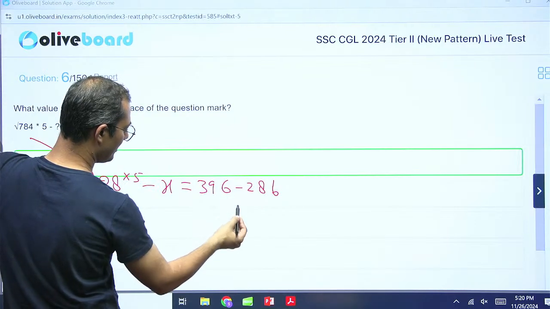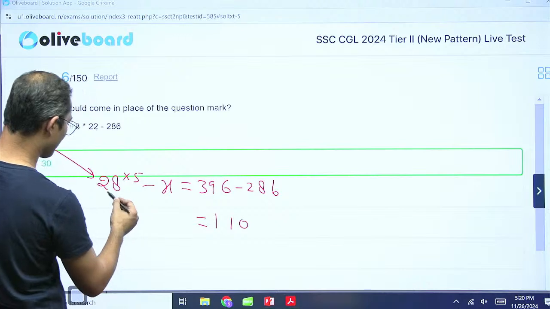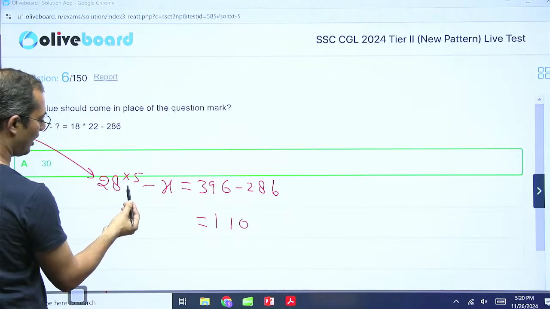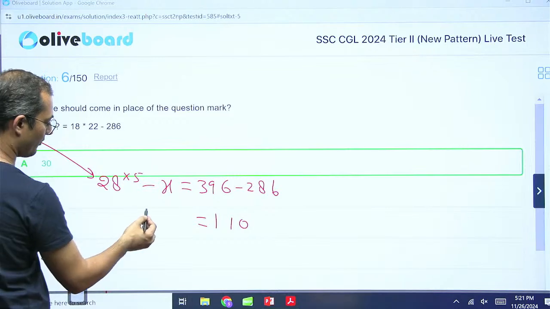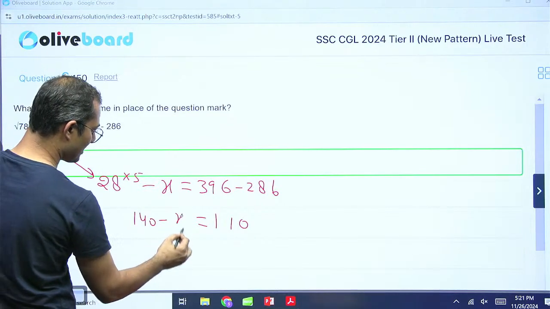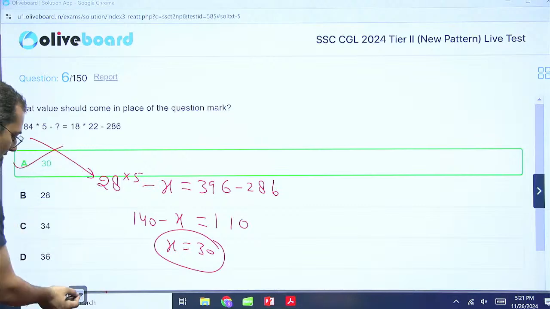So 110 is equal to 28 into 5, how much? 25 into 5 is 125, and 125 and 15, so 140. 140 minus x, so x is equal to 30. 30 is the right answer. Again, a very, very easy question, right?